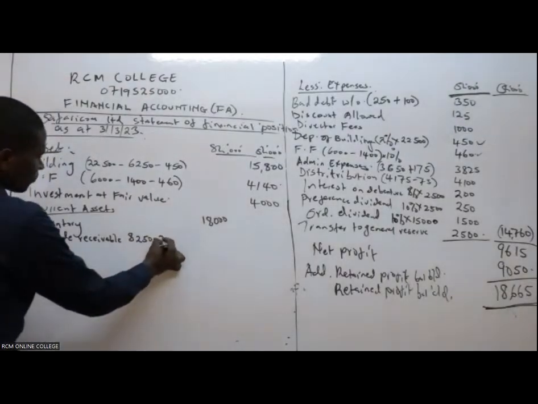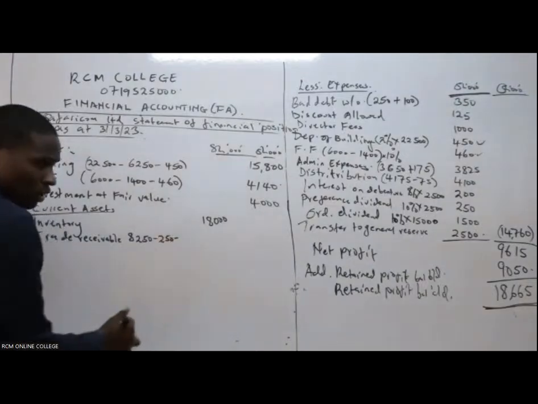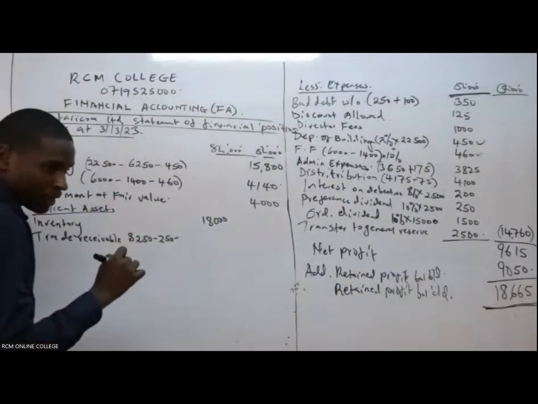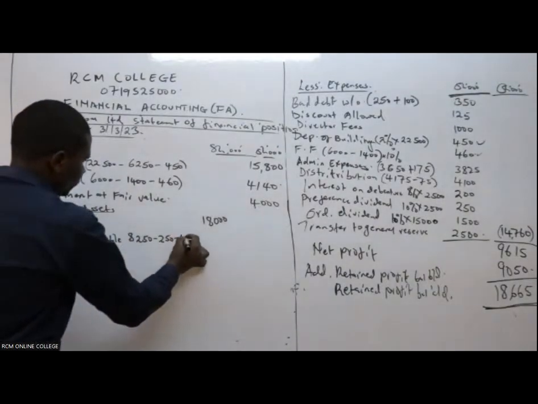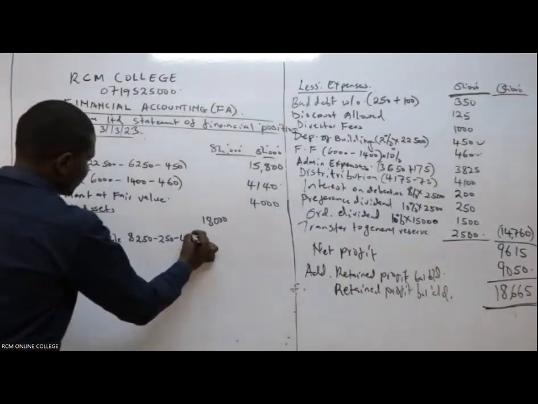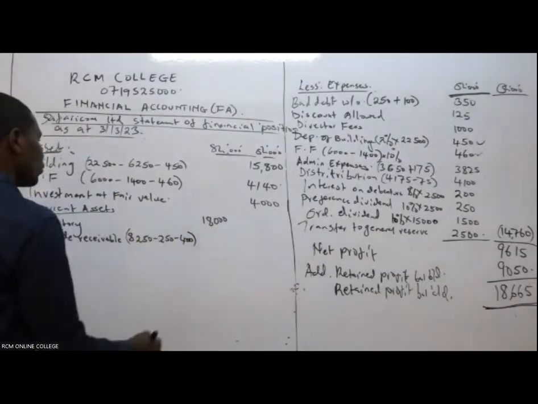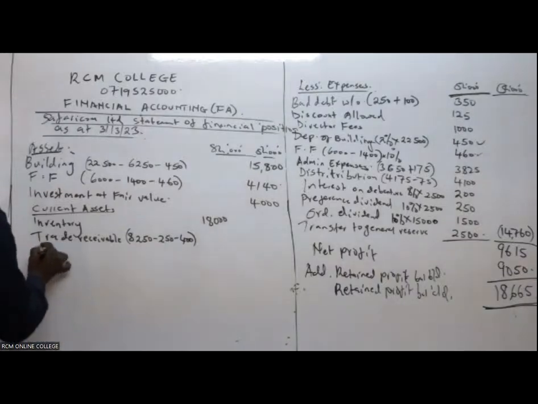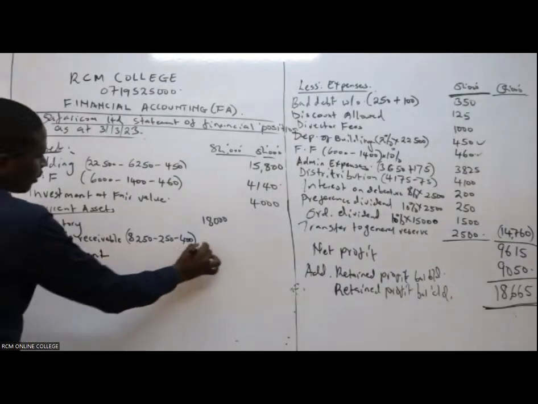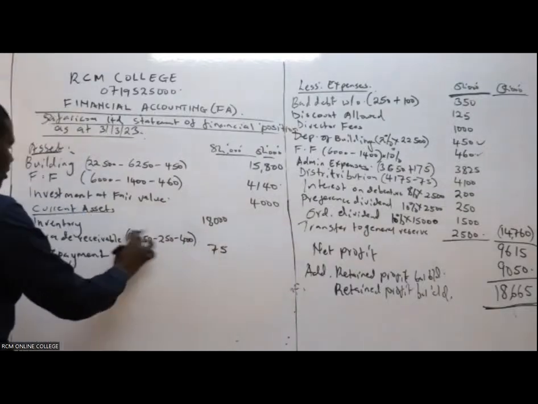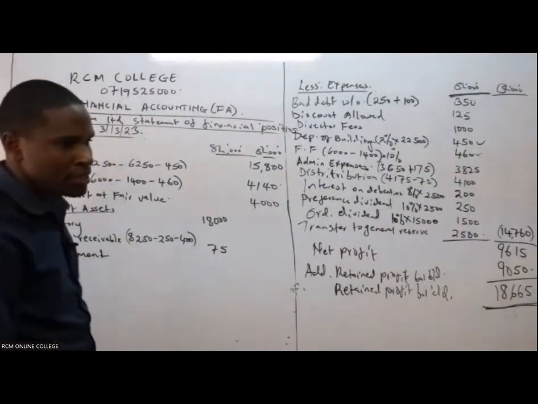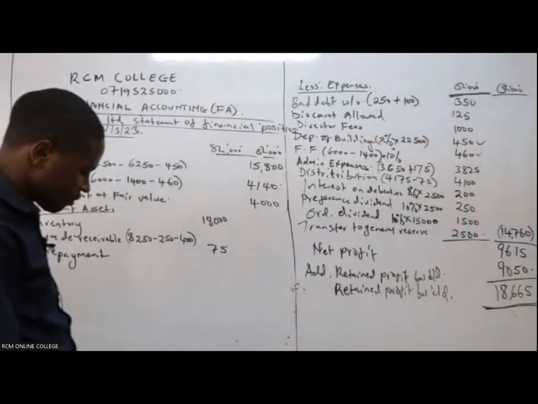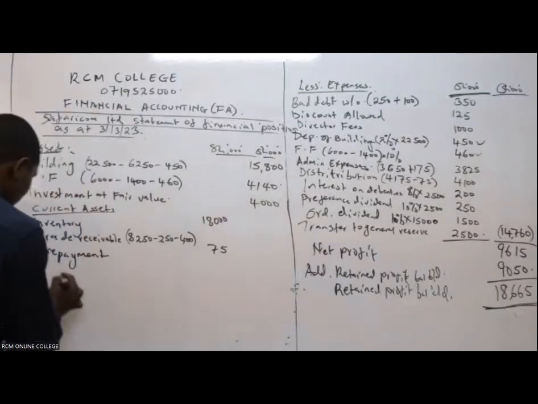Minus 250. Minus what? The allowance for doubtful debts, the 5% of 8,000. Put your value there. Then prepayment. It was 75. Can you give me this? What is the trade receivable? Somebody give me the trade receivable before we go to equity and liability.